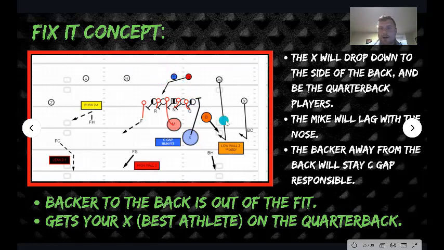All right. And you have 2 stops. So let's play it as if it's zone read. The fix it call tells the X they're going to come down and they have the C gap away from the back. What this does is it kicks the boundary backer out. So the backer to the side of the running back, again, out of the fit. Okay. Now you can play 3-on-2 to this route concept.